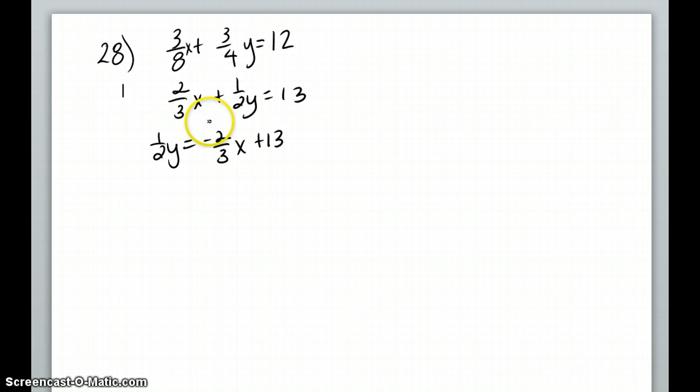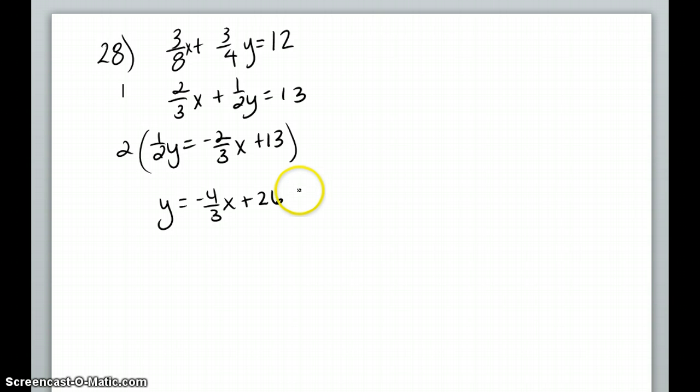Remember that when you are isolating a variable and you're moving terms to the opposite side, you do the opposite operation. And then I multiply the entire equation by 2, so y equals -4/3 x plus 26. The reason why I multiply by 2 is because I got to get y by itself. In order to get y by itself, you have to divide by 1/2, or in other words, just multiply by the reciprocal, which is 2.